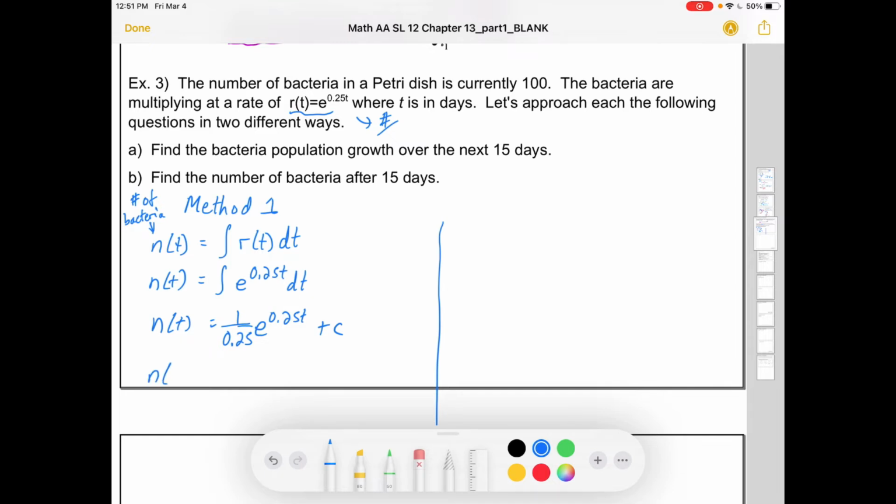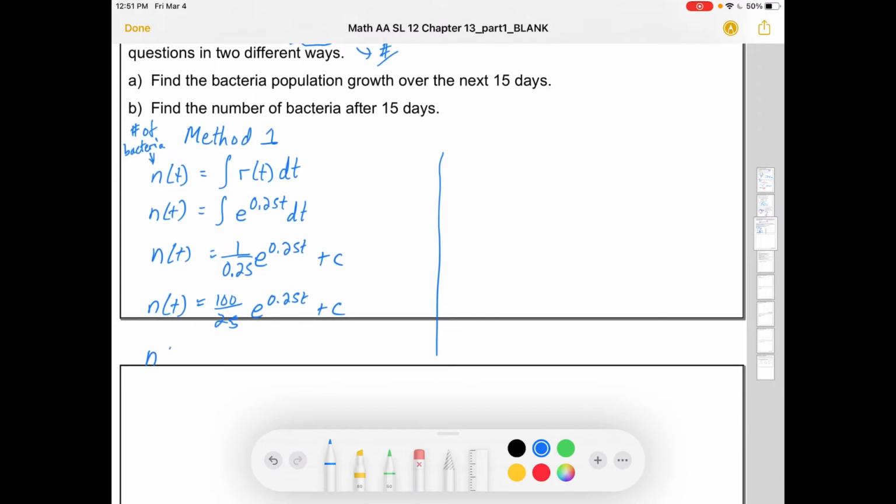And maybe we struggle with the idea of 1 over 0.25 when we're doing this analytically. So that's the same as 100 over 25, because the IB is not going to be very happy if we leave decimals in our fractions. So the number after t days is going to be 4e to the 0.25t plus c. And now we've got to try and hunt down c.